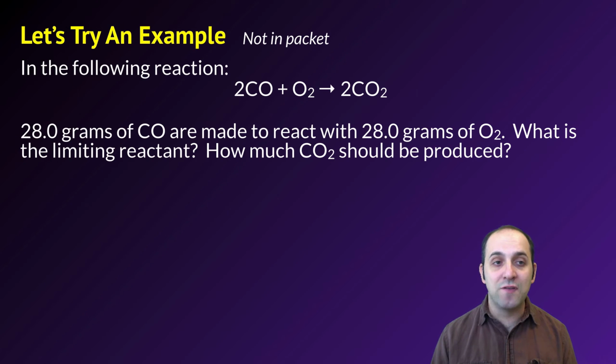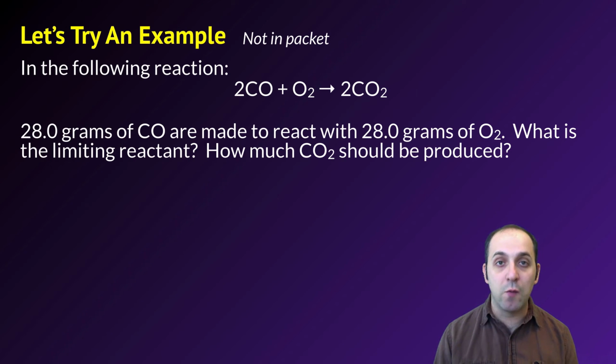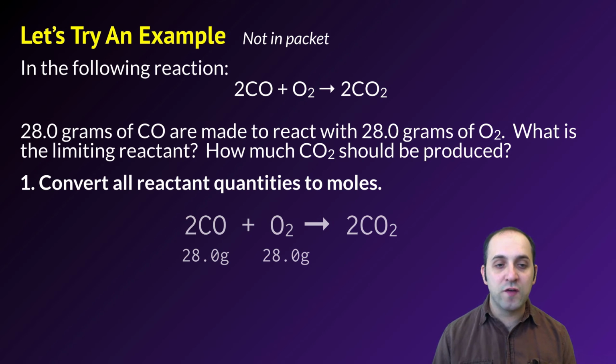Let's do this example. It's not in our packet. In the following reaction, 2 CO molecules plus O2 gives you 2 CO2. We're going to react 28.0 grams of CO with 28.0 grams of O2. What's the limiting reactant and how much CO2 should be produced? Pause the video and try it on your own, and then when you're ready, we'll go through it together. So the first thing we need to do is convert all reactant quantities to moles.